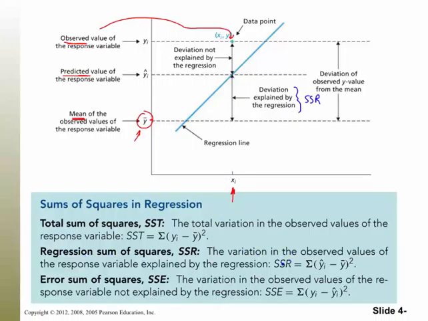The variation in the observed values of the response variable explained by the regression. So it's how far the regression is away from the mean for a particular x value, or for all the x values, so it's a sum. Then, deviation not explained by the regression is just the error, right? So it's the error of the regression from the actual data point. That's called the SSE.